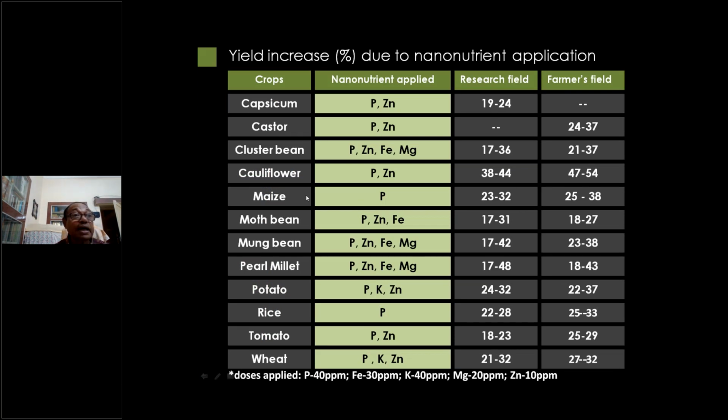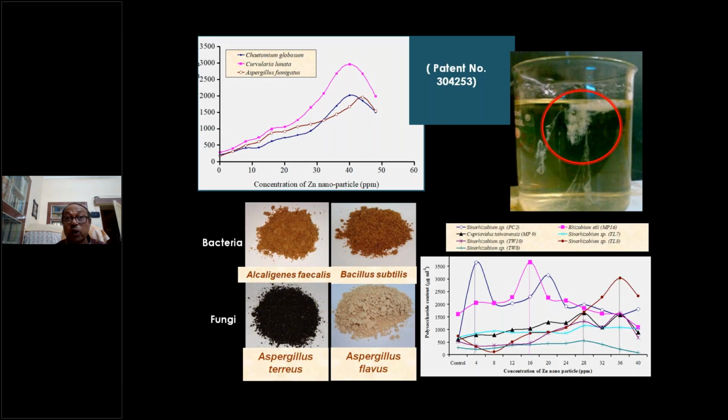Again, if you look at the yield increase due to nanomaterial application, I am showing you 12 crops. We have already tested 32 crops with different nanomaterials, both in research fields as well as farmers' fields, and we found that you may expect a 17 to 54% increase over recommended doses of chemical fertilizer application if you shift from chemical fertilizer to nano fertilizer. Now, another aspect is very important.